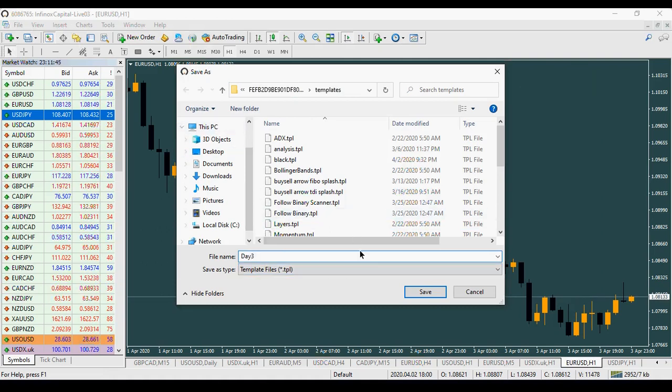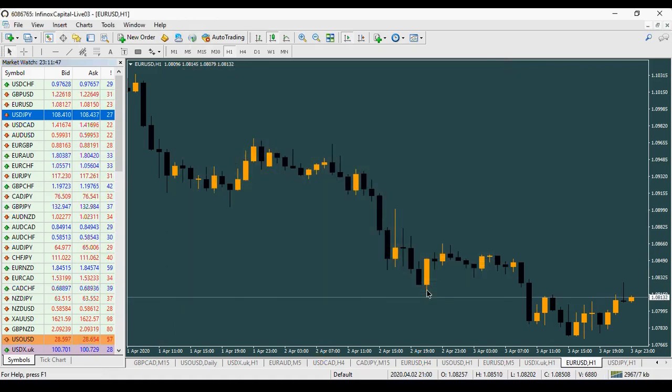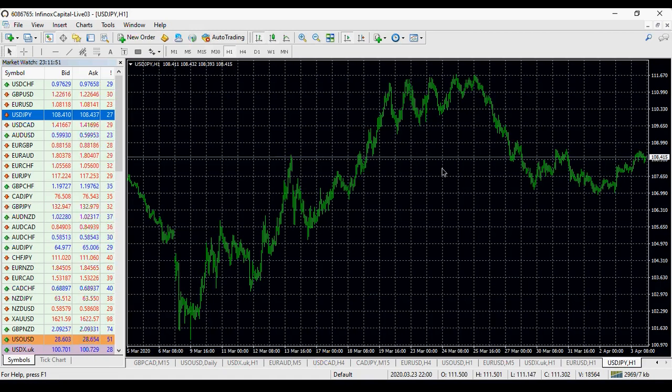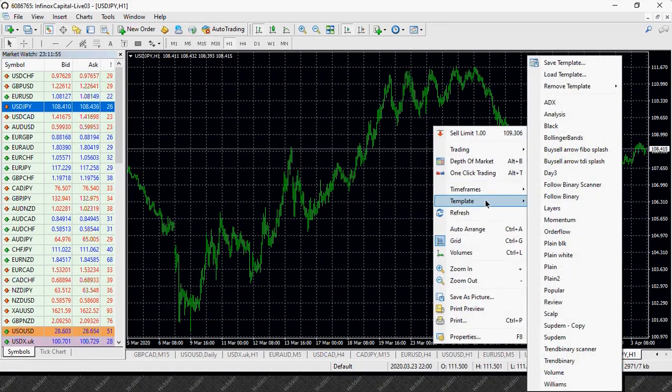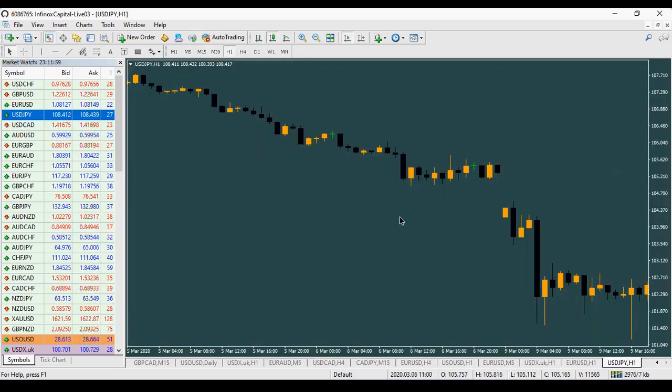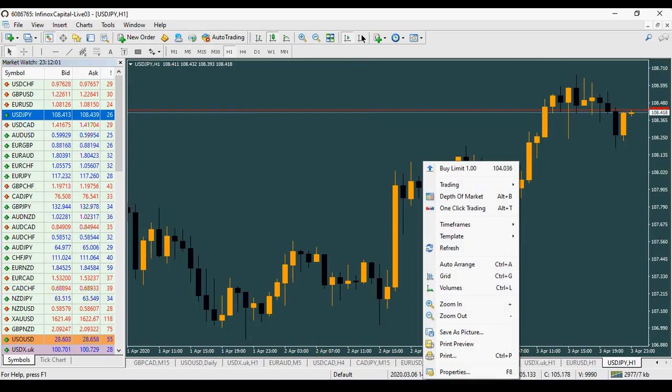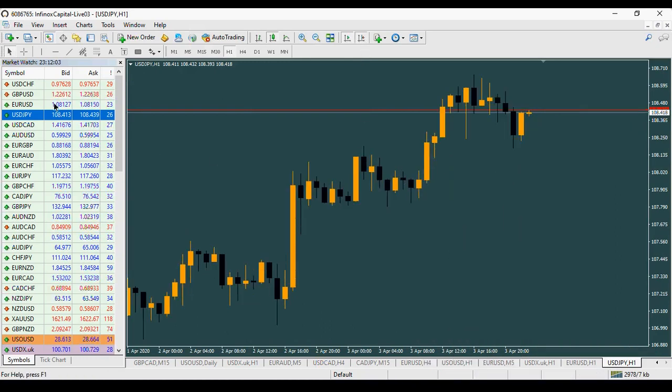Day3, that's the name of the template. I click on save. All right. So when I now go to a new chart, all I need to do is right click, go to template, and look for the name that I saved. That's Day3. Where's Day3? Can you see? Boom. We have it.